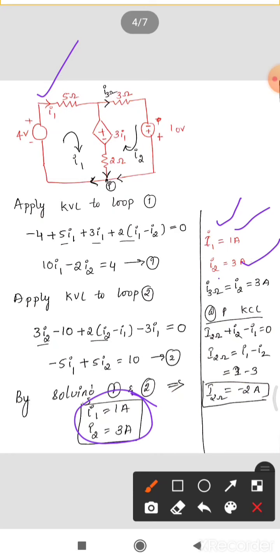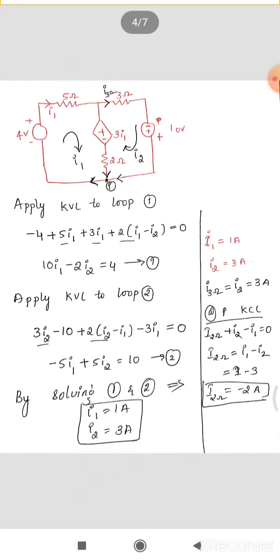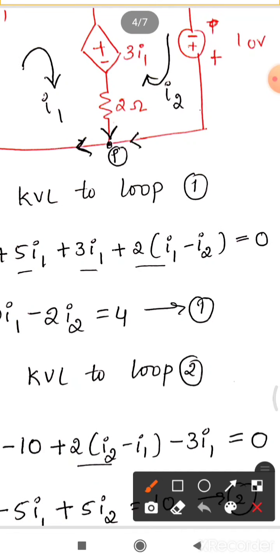Now what might be the current through this 3 ohm? Current through this 3 ohm is nothing but your I2. That is nothing but 3 ampere. And the current flowing through this 5 ohm is I5 ohm. I'll write here, I5 ohm is nothing but your I1, that is nothing but your how much? 1 ampere.